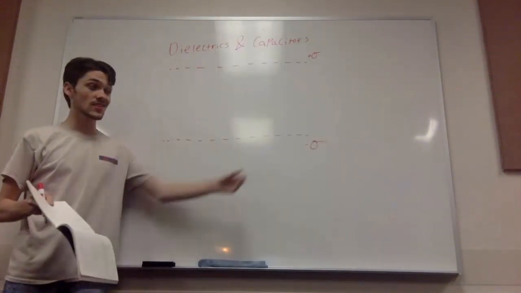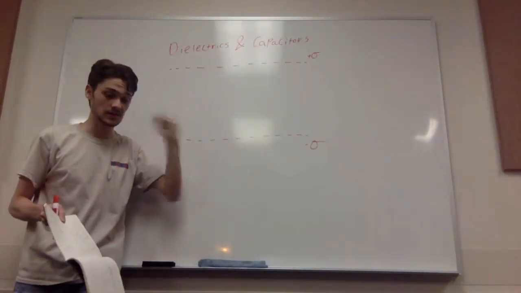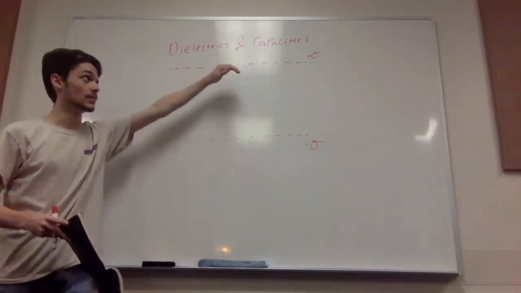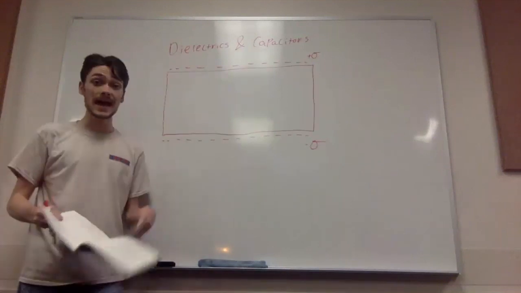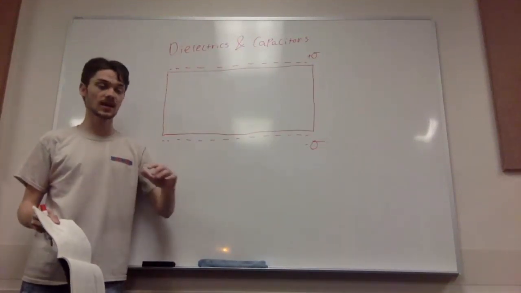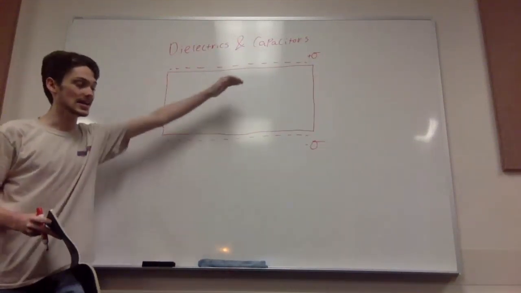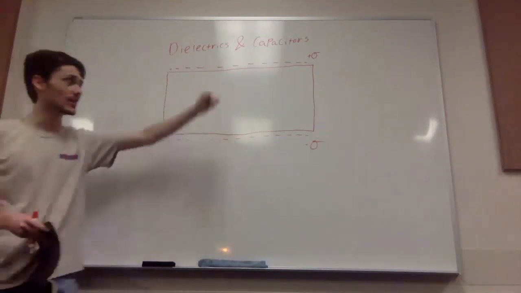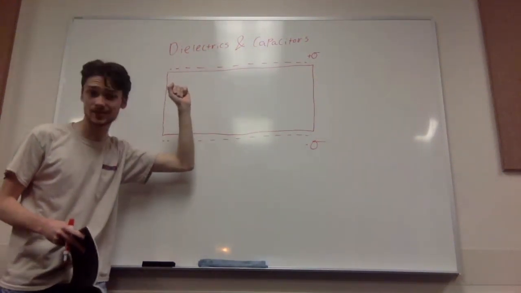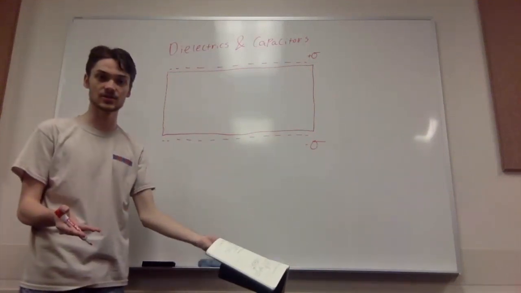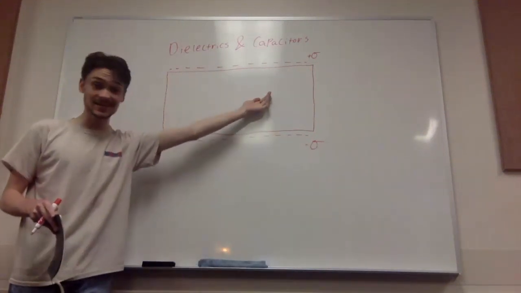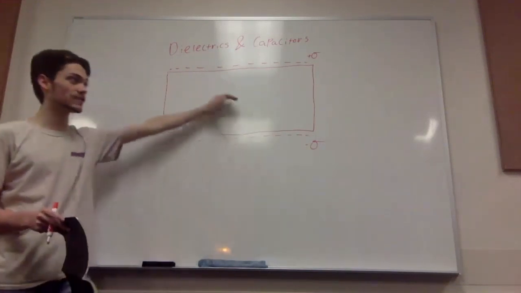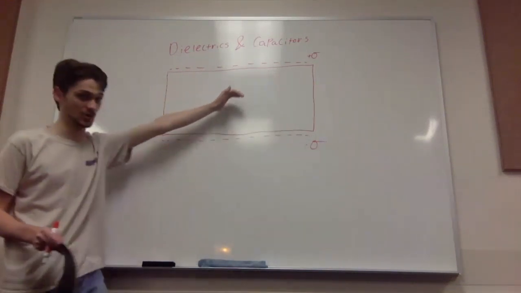Let's imagine that these two dotted lines represent the plates of a capacitor. They have a charge density of positive sigma and negative sigma. Now let's imagine that we put an insulating material in between these two charged plates of the capacitor. What's going to happen in this insulating material? First of all, this insulating material is a dielectric, meaning that charge cannot flow wherever it wants around this thing.